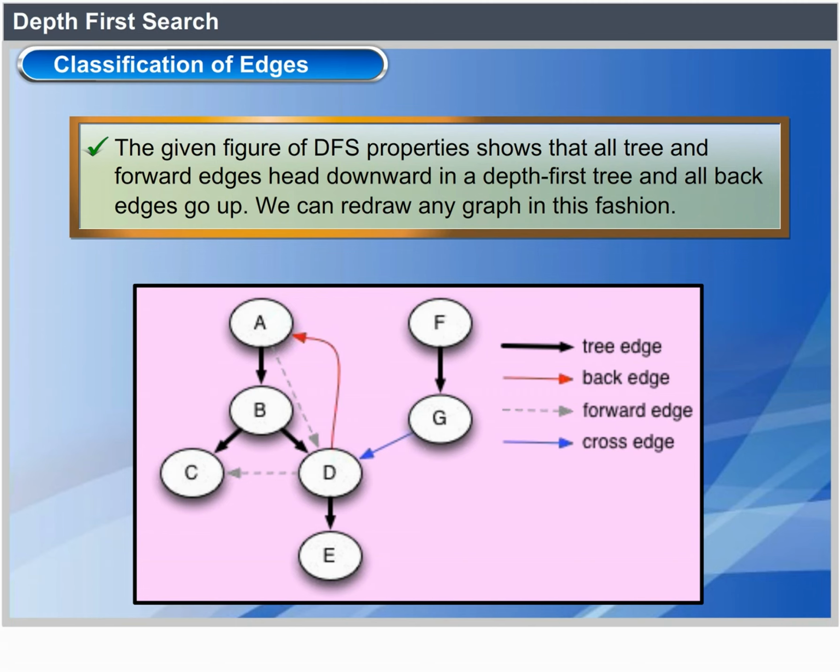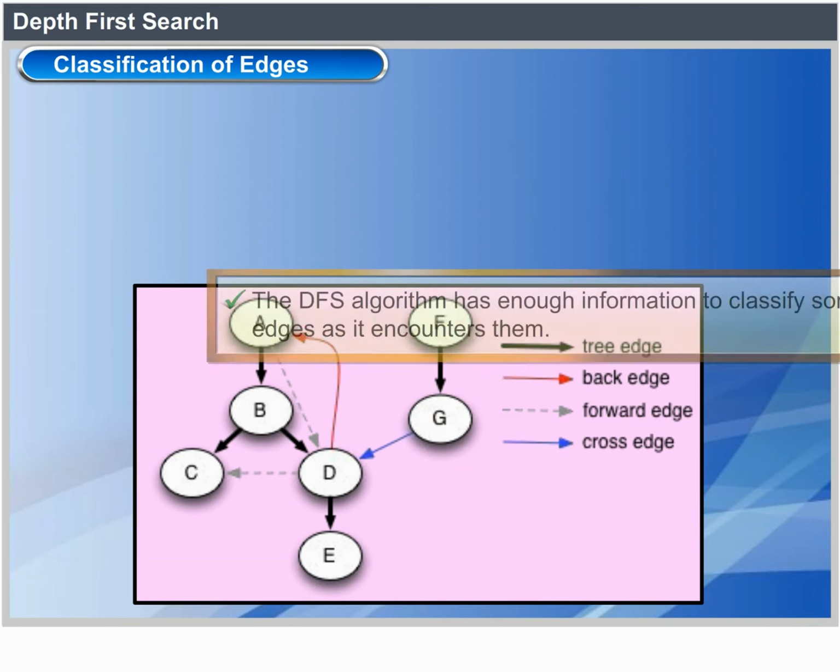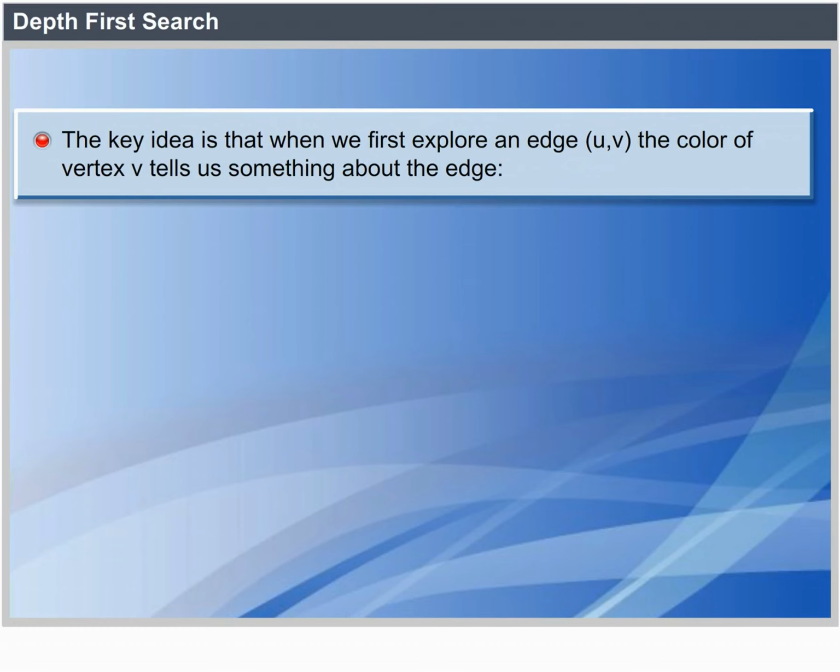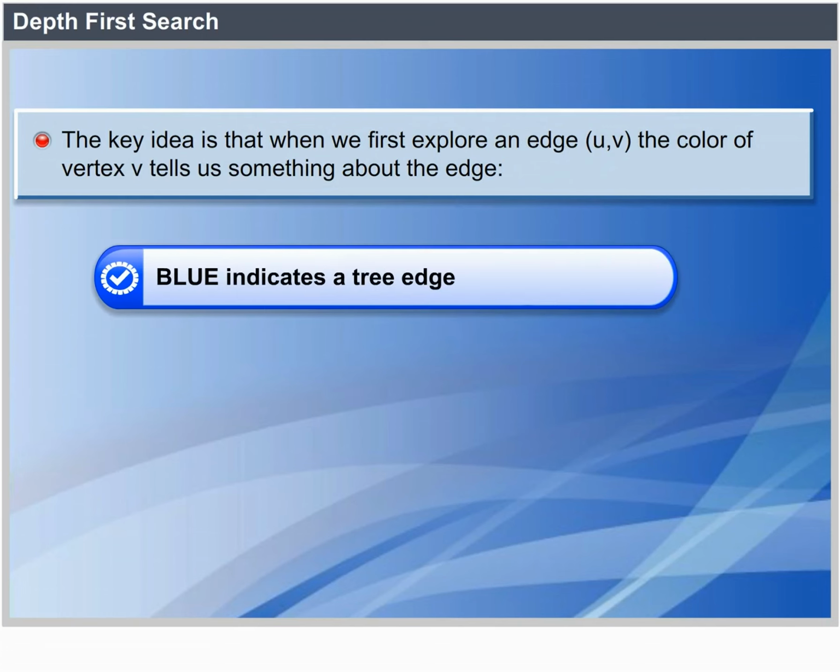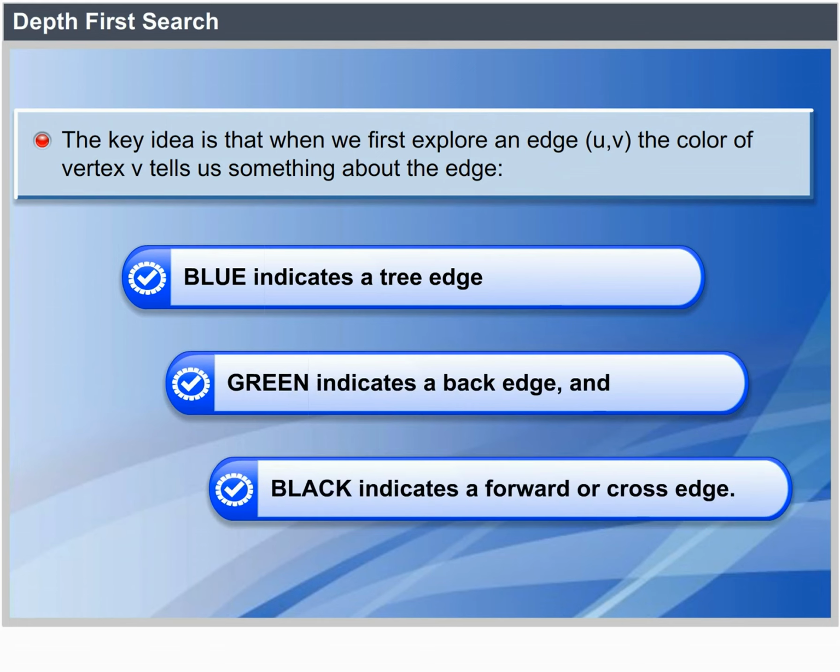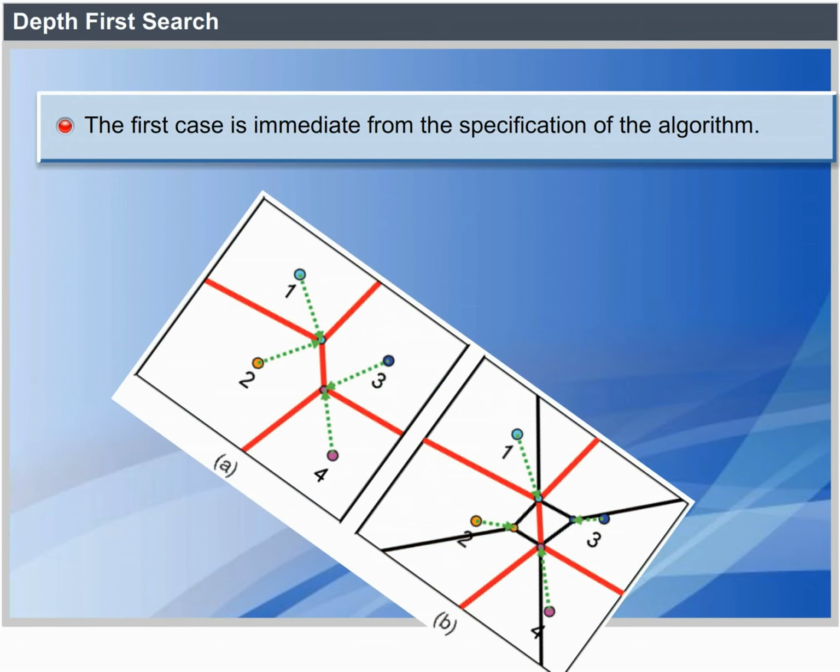The DFS algorithm has enough information to classify some edges as it encounters them. The key idea is that when we first explore an edge U, V, the color of vertex V tells us something about the edge. Blue indicates a tree edge. Green indicates a back edge. And black indicates a forward or cross edge. The first case is immediate from the specification of the algorithm.